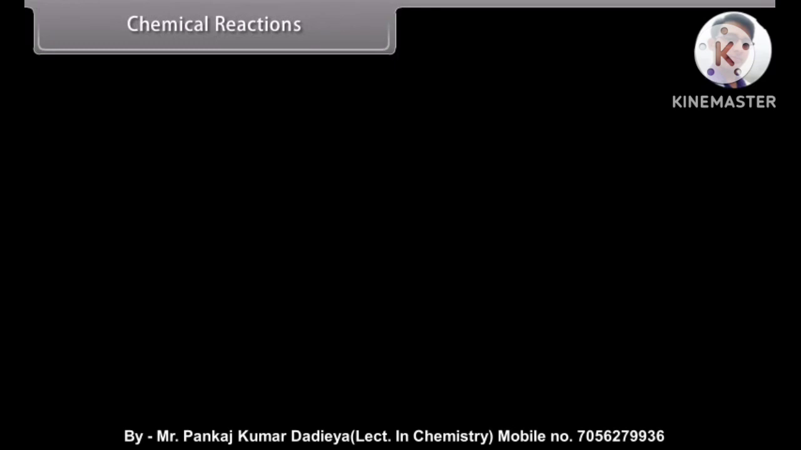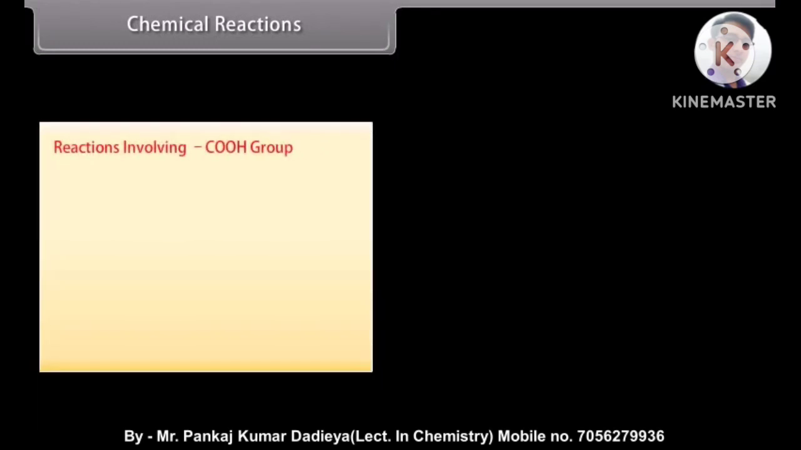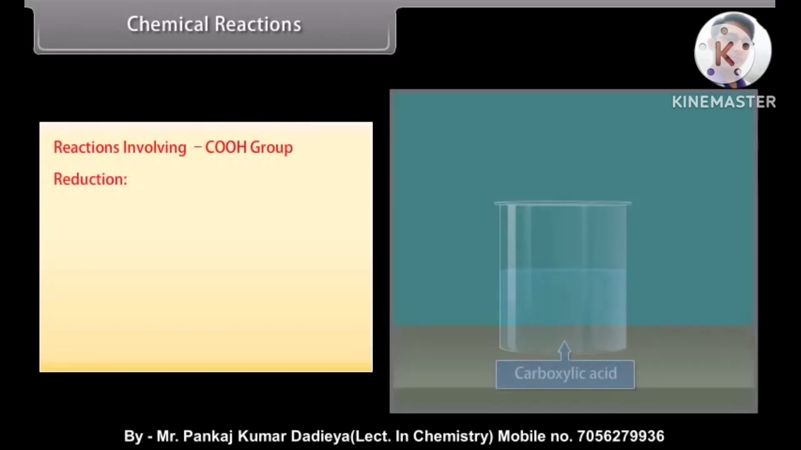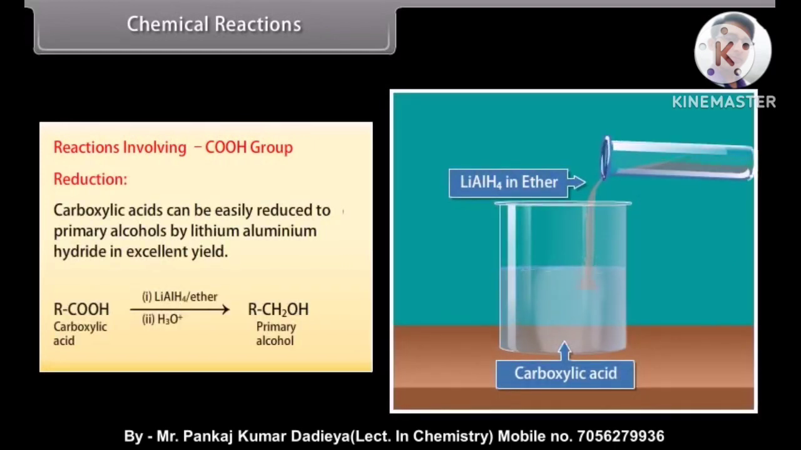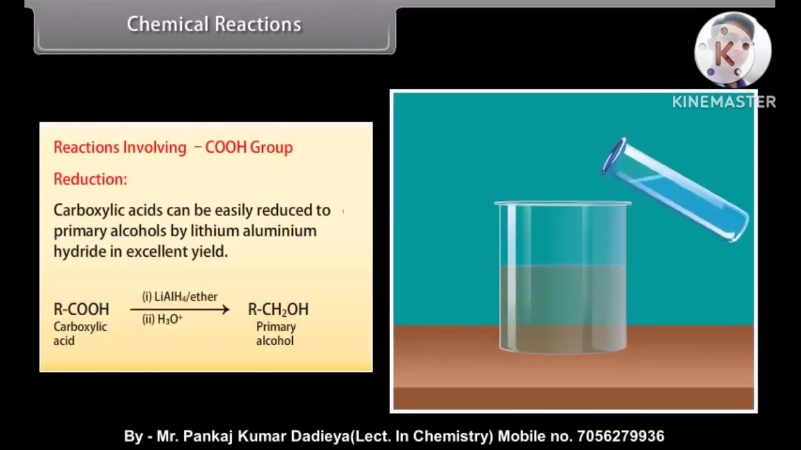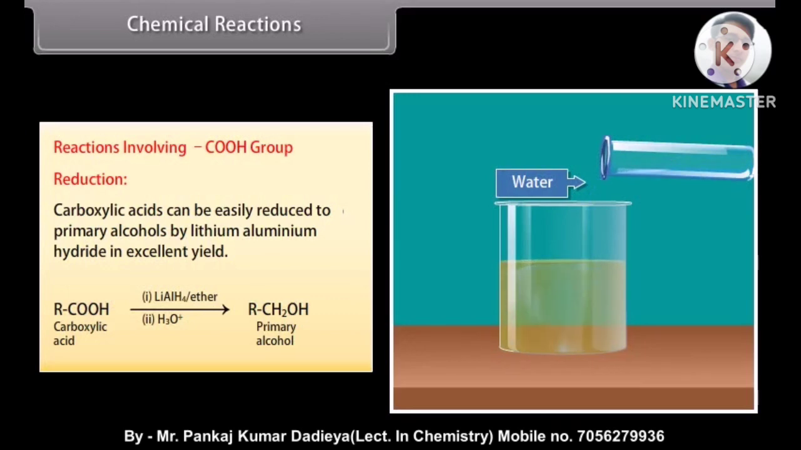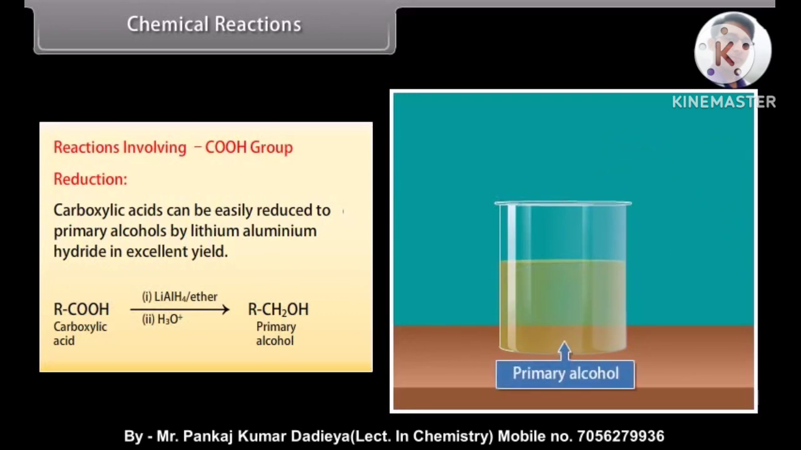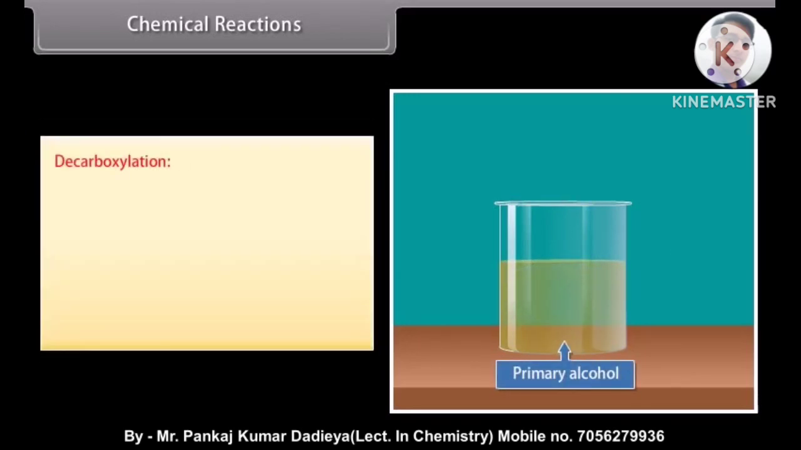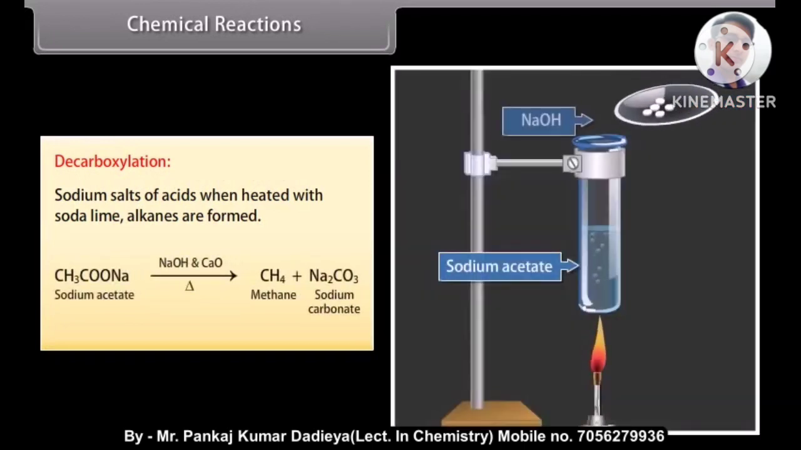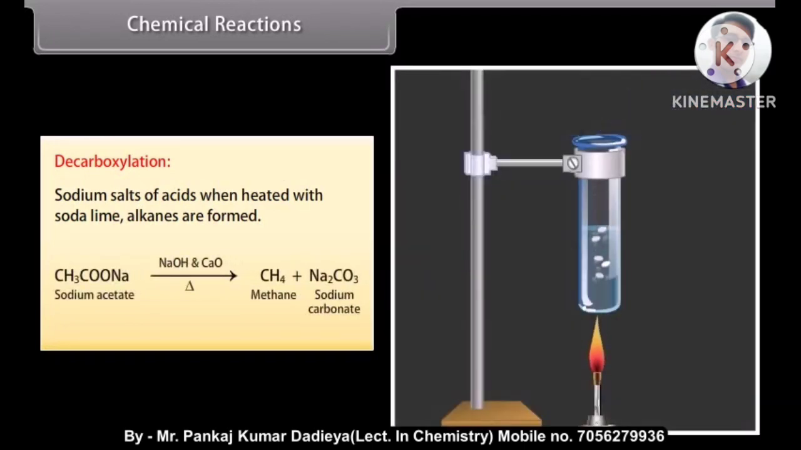Chemical reactions. Reactions involving the carboxyl group. Reduction. Carboxylic acids can be easily reduced to primary alcohols by lithium aluminium hydride in excellent yield. Decarboxylation. When sodium salts of acids are heated with soda lime, alkanes are formed. When sodium acetate is heated with sodium hydroxide and calcium oxide, it forms methane and sodium carbonate.